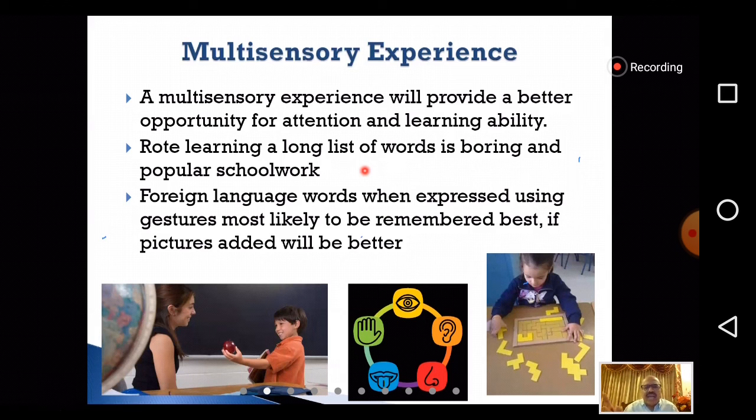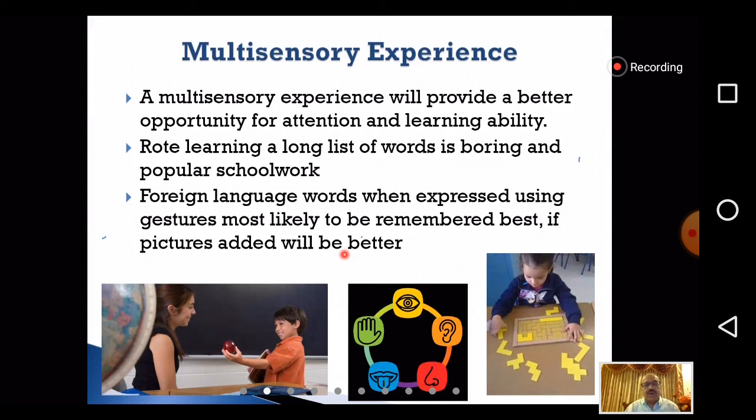So foreign language words, when expressed using gestures, are most likely to be remembered best. If pictures are added, it will be even better. So for example, the secondary language, which I mentioned in that diagram, the kids are learning now. So English is the primary language, they are going to school in Tamil or Telugu or Urdu medium, and now they are teaching right from the first grade a secondary language, which is spoken outside too. It may not be English, it may be another language, but when you teach these words, don't give them as homework. Don't say, come tomorrow with memorized words. Don't tell them that. Teach them in the classroom.